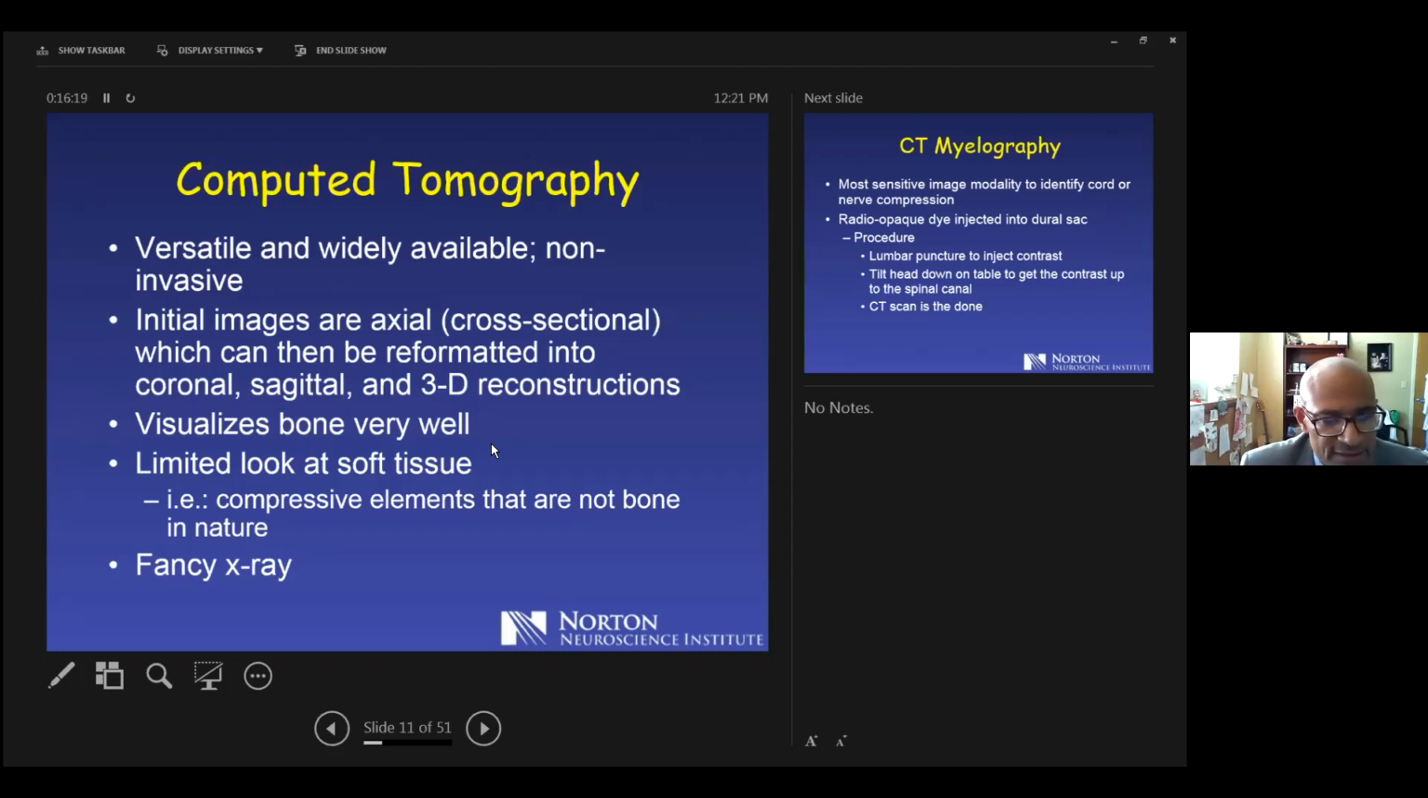So again, CT scan is very good at visualizing bone. Does have a little limitations to looking at soft tissue. It's a little harder to identify disc herniations or nerve root compression. And I deem it more of a fancy X-ray.